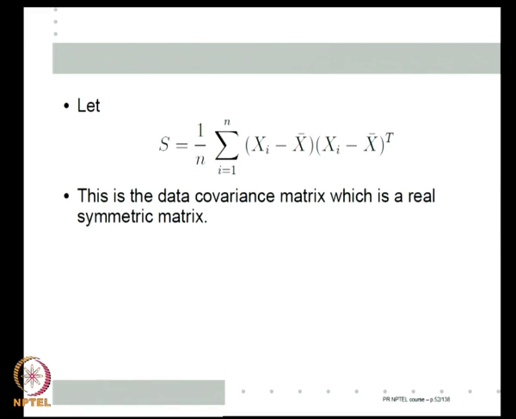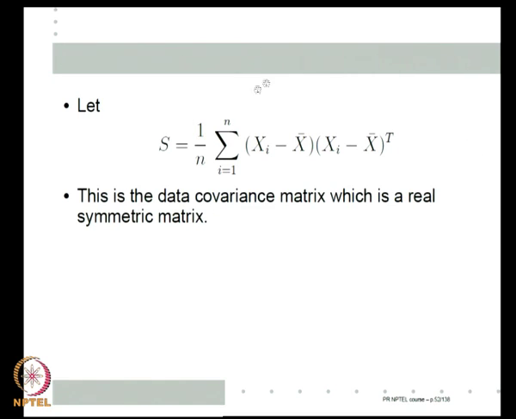For a random vector x, the covariance matrix is defined as the expected value of x minus mu x into x minus mu x transpose. Now, if I do not know how to evaluate such an expectation, I can evaluate it as a sample mean, and this is nothing but the sample mean estimate of that expectation. So, this is the data covariance matrix.